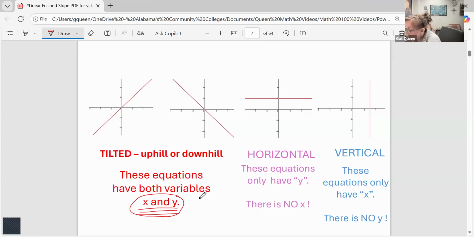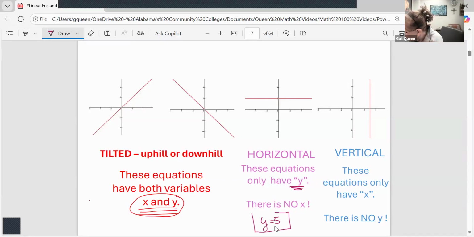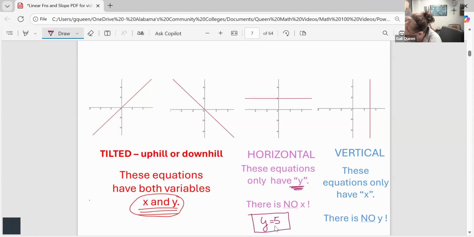On the other hand, if I have an equation and my equation has only a y, like the equation y equals 5, this is the equation of a line. I know it's linear because the y is to the first power. However, there's no x in the equation. When you have no x in the equation and all you see is y, that is a horizontal line. That means it goes straight across. It's not uphill. It's not downhill. It's like riding on a flat street.